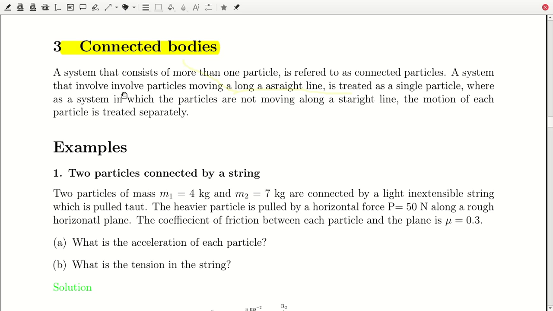So why do we say they are inelastic? Because we don't cater for the force due to elasticity, or the other force which is given by Hooke's law. So we shall look at only particles which are connected by strings which are inelastic.